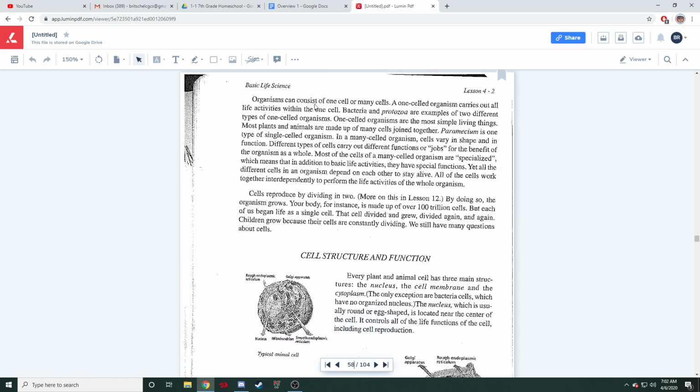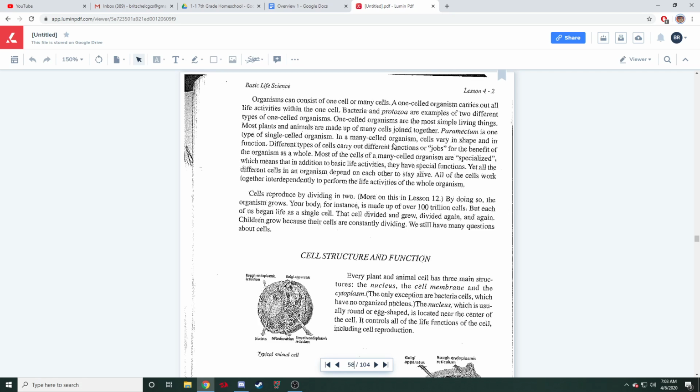Organisms can consist of one cell or many cells. A one-cell organism carries out all the life activities within the one cell. Bacteria and protozoa are examples of two different types of one-celled organisms. One-celled organisms are the most simple living things. Most plants and animals are made up of many cells joined together. Paramecium is one type of single-celled organism.